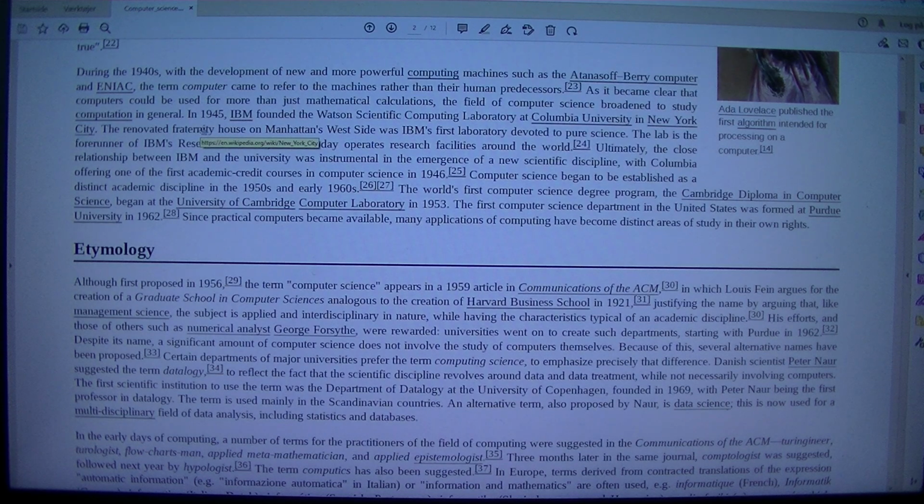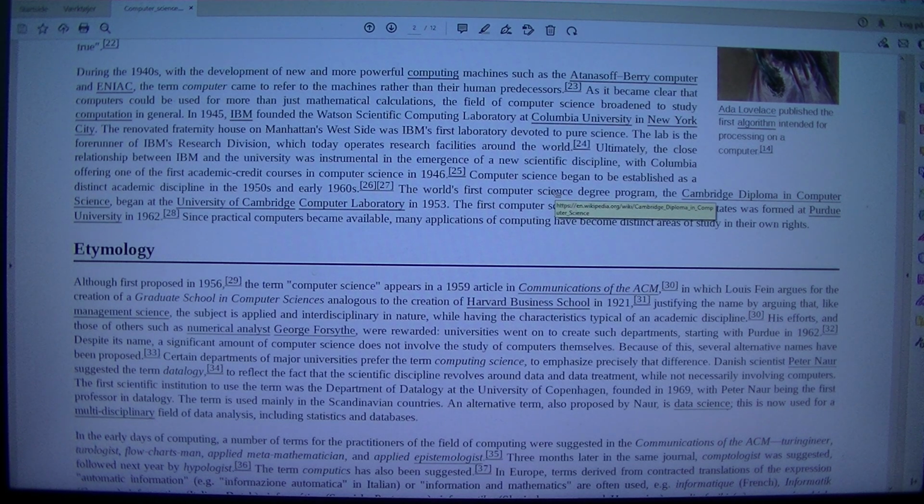In 1945, IBM founded the Watson Scientific Computing Laboratory at Columbia University in New York City. The renovated Fraternity House on Manhattan's West Side was IBM's first laboratory devoted to pure science. The lab is the forerunner of IBM's research division, which today operates research facilities around the world. Ultimately, the closer relationship between IBM and the university was instrumental in the emergence of a new scientific discipline, with Columbia offering one of the first academic credit courses in computer science in 1946.